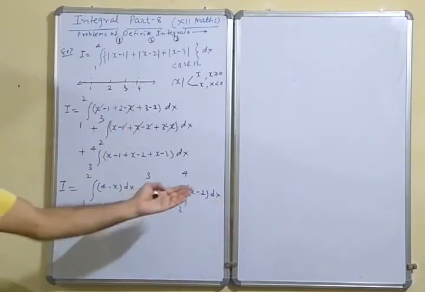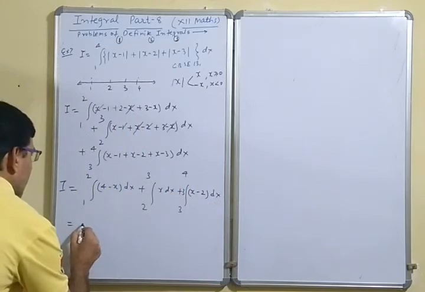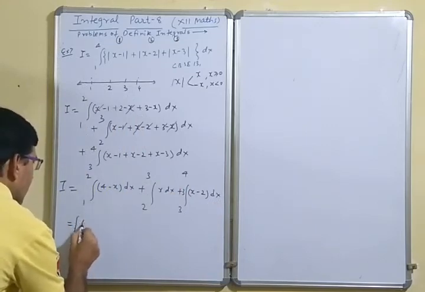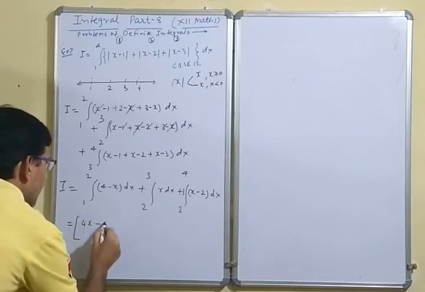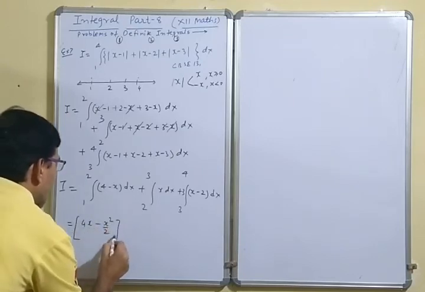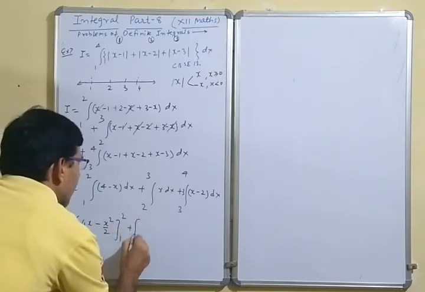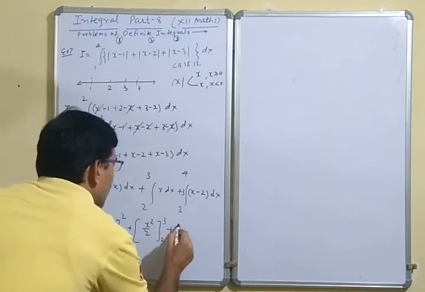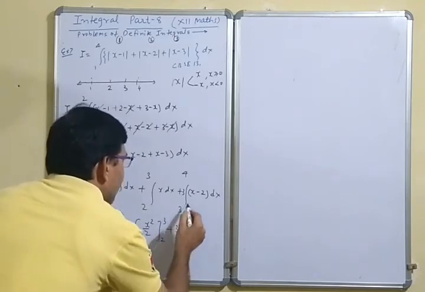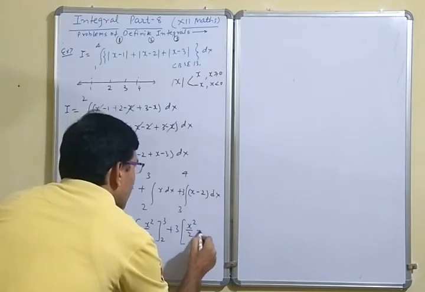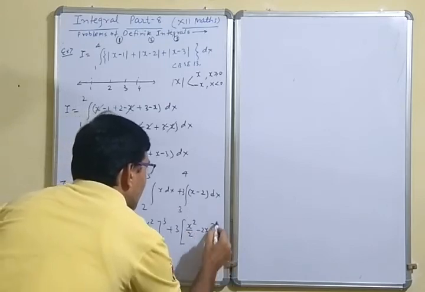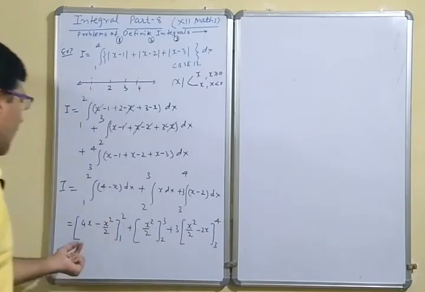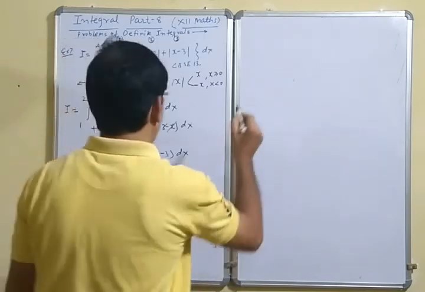Now evaluate each, integrate it and take the limit. 4 dx, that is 4x minus the integration of x square by 2, take the limit 1 to 2, plus x square by 2, take the limit 2 to 3, plus 3 is outside the bracket, x square by 2 minus 2x and take the limit from 3 to 4. So what does it become? Take upper limit minus lower limit.